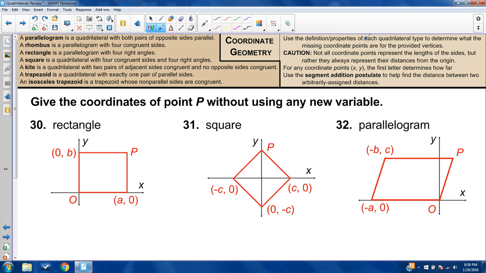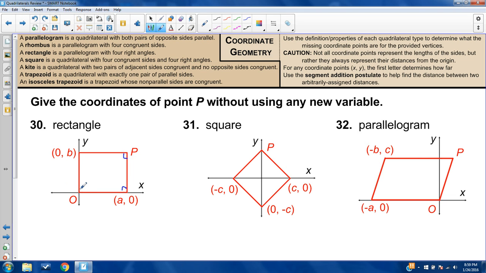We're going to use the properties and definitions of each quadrilateral type to determine what the missing coordinate points are. For example, number 30, in a rectangle, I'm going to use the properties of a rectangle, such as congruent sides or right angles. I'm sorry, not congruent, I'm looking at rhombus. Right angles. That can also tell you some other things, and also we know the parallel, yada yada. So let me start drawing things here.